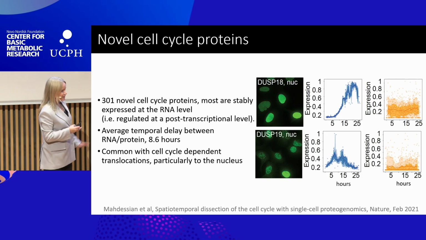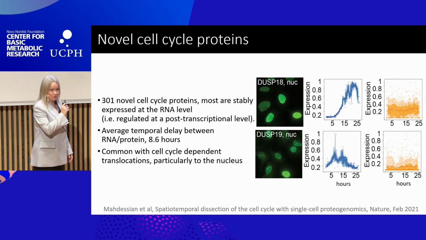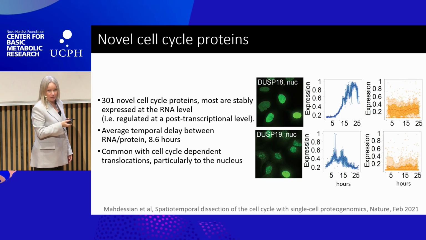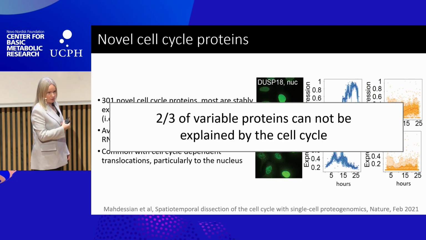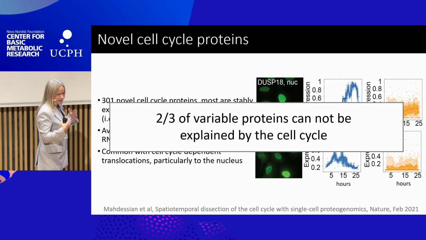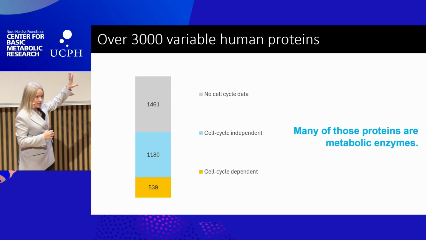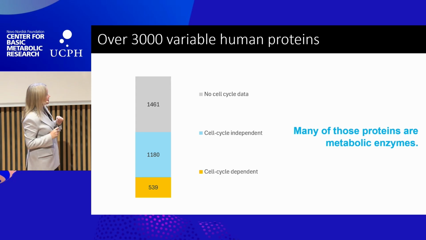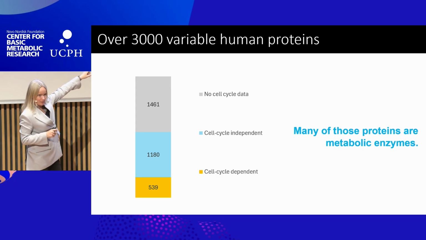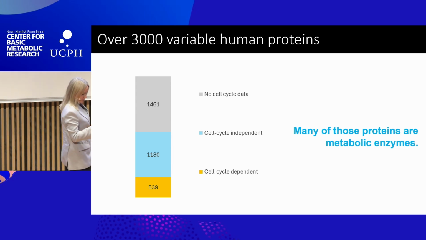That was a very nice study in itself, but what was most interesting here is that our initial hypothesis was wrong. We could not explain the majority of the variations by the cell cycle. Two thirds of the variable proteins that we saw could not be explained by the cell cycle. So we did some more digging, and this is the current count. A bit more than 3,000 human proteins in our data show single-cell variability. 539 we've been able to determine are cell cycle dependent. 1,180 are independent of the cell cycle, and many of those are metabolic enzymes. And that made us very curious.